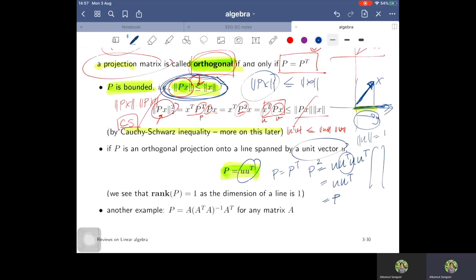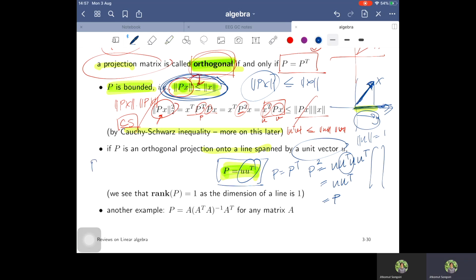So when P has this structure, this is an example of a rank one matrix that is obtained by an outer product of a vector. This is actually an orthogonal projection on a line spanned by a unit vector.